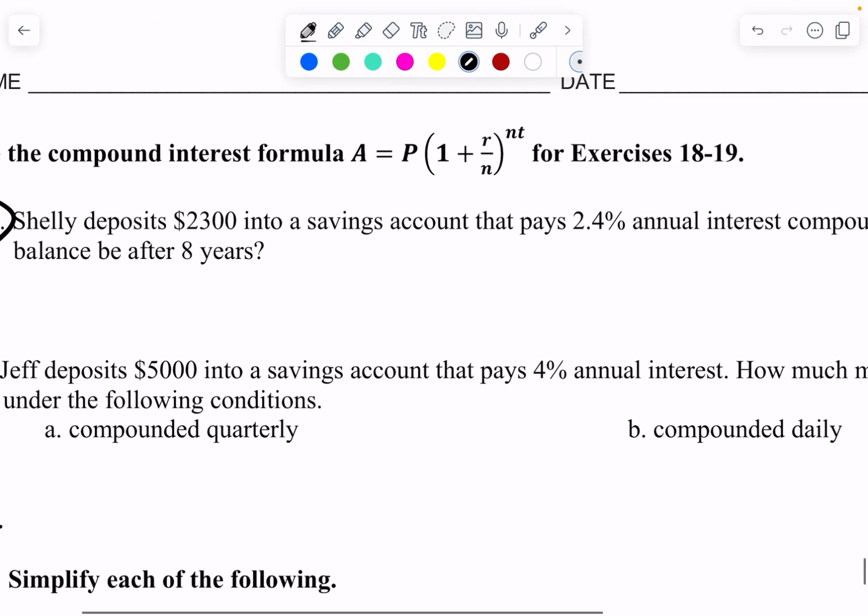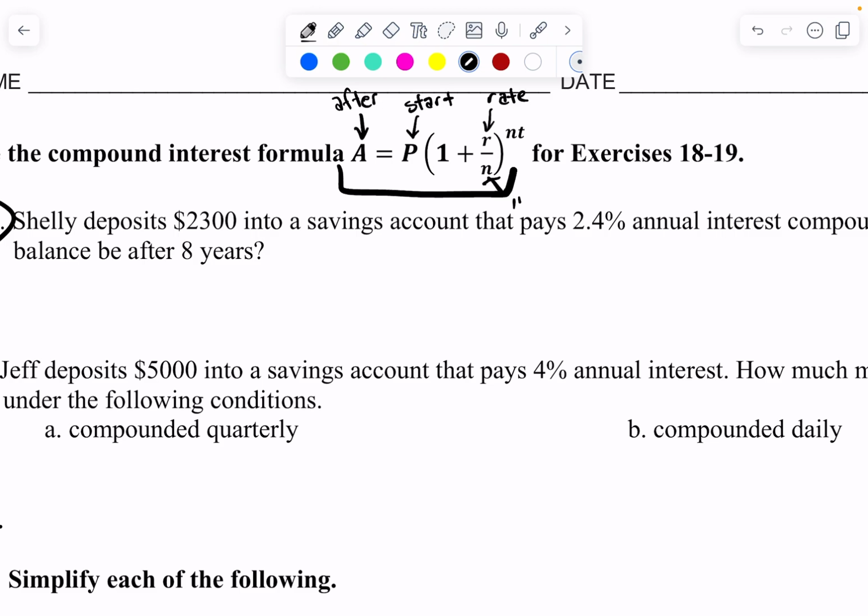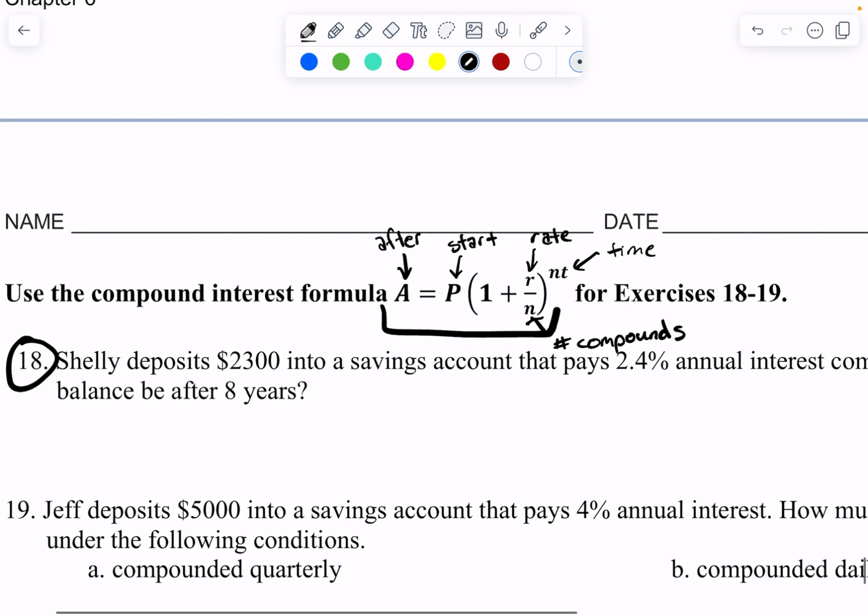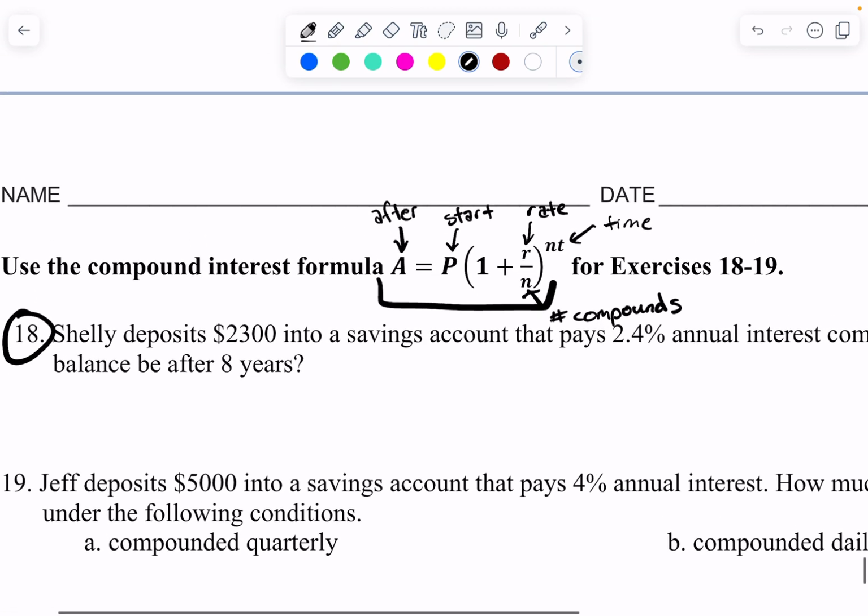They are asking us to use this compound interest formula, okay? So remember that A is the after amount, P is the principal, so this is like the starting amount, R is your rate, N is the number of times you're compounding, and then T is the time, if you need to write that in. And if you need to pause to write that in, go for it. All right, Shelly deposits $2,300. That is going to be your P. I'm just going to label these.